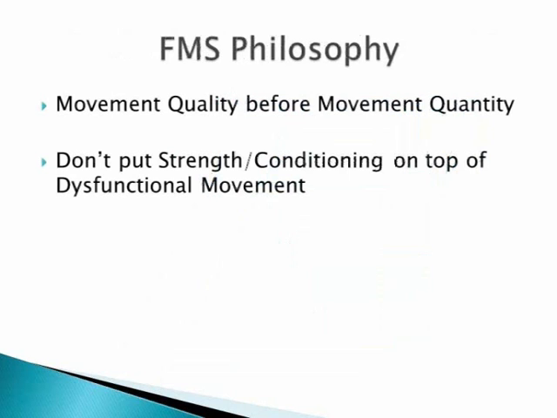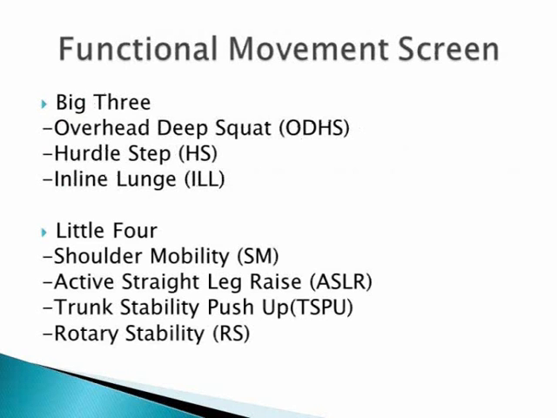So the functional movement screen philosophy is basically these two things: movement quality before movement quantity. Don't put strength and conditioning on top of this functional movement. So the 7 tests that make up the functional movement screen are the big 3: the overhead deep squat, the hurdle step, the inline lunge, and then the little 4: shoulder mobility, active straight leg raise, trunk stability push-up, and rotary stability.